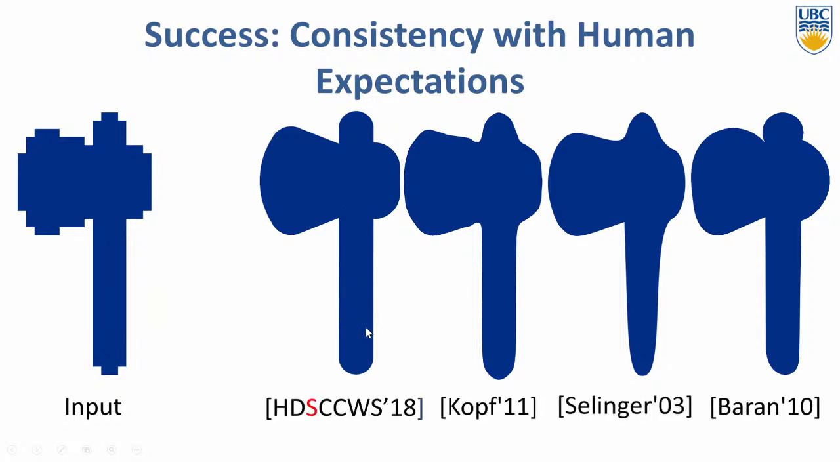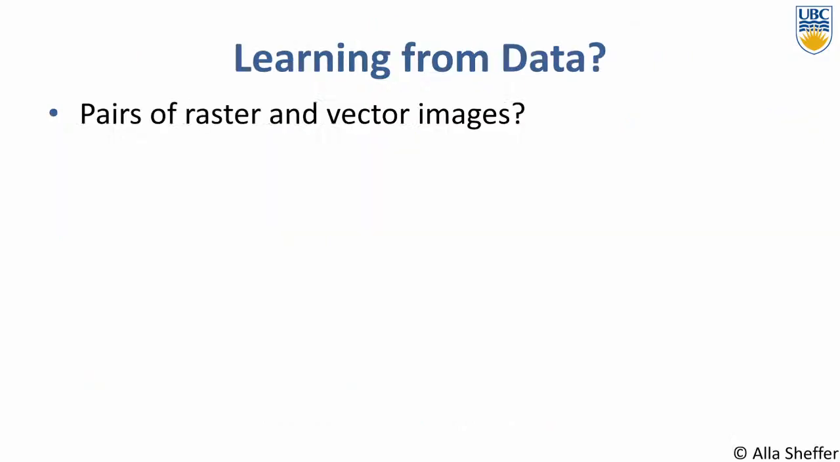This is the one from our 2018 paper. This is a bunch of other alternatives. And yes, people have very strong opinions about what is the right output. So the goal of an algorithm is to match those opinions.